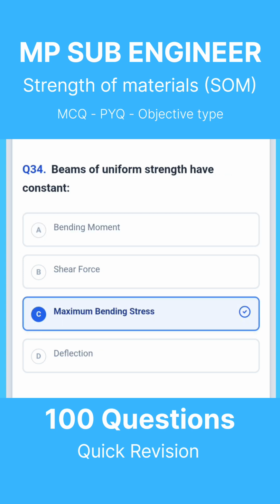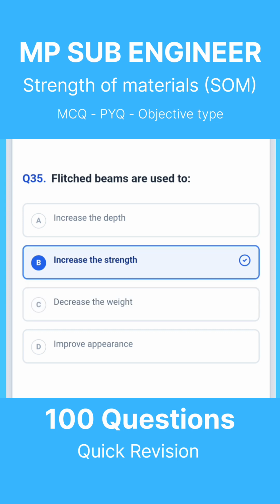Question 34. Beams of uniform strength have constant. The correct answer is maximum bending stress. Question 35. Flitched beams are used to. The correct answer is increase the strength.